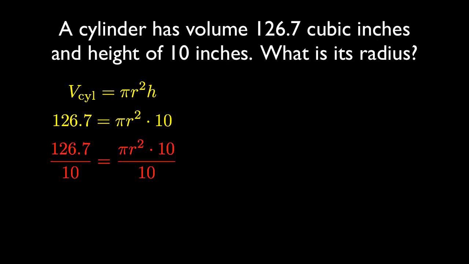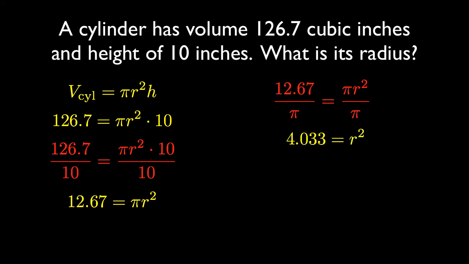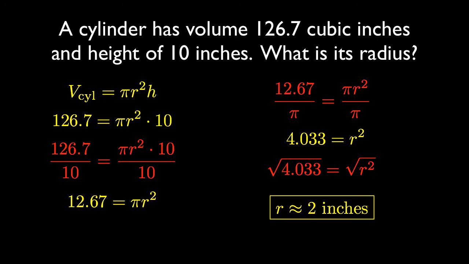First, I'll divide both sides of the equation by 10. Next, I'll divide both sides of the equation by pi. And so that gets me r squared is about 4.033. When you take the square root of both sides of the equation, we get a radius of about 2 inches.